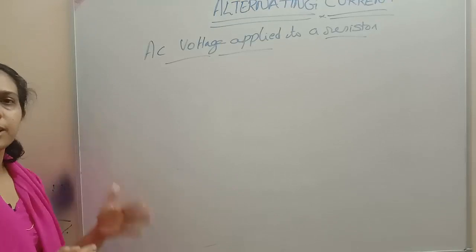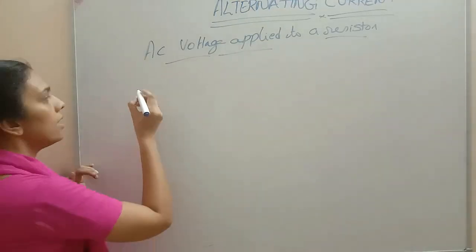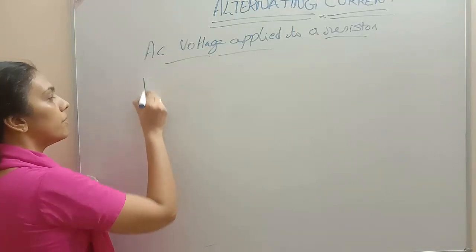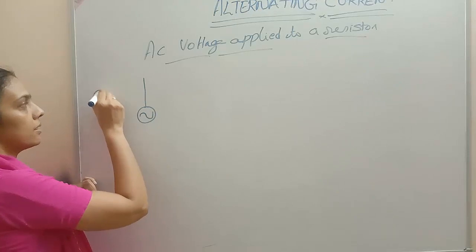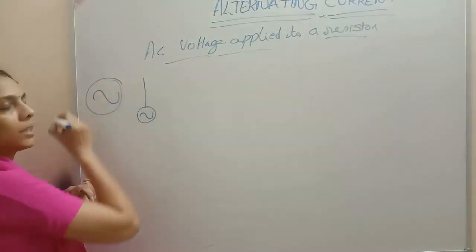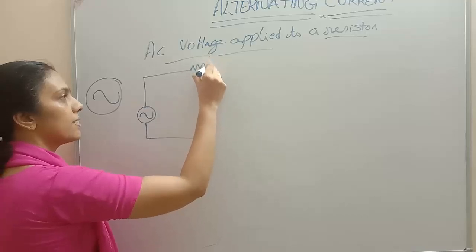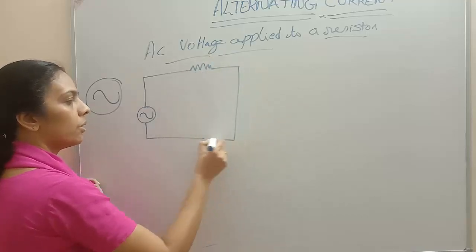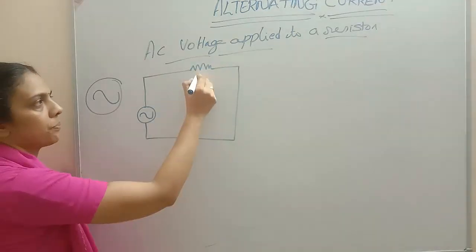And here in your textbook it is given like a sine function, so I am also taking it in that manner only. Here this is the circuit. Alternating current, like this we will represent. This is how we will be representing the alternating current. In this alternating current, a resistor is connected. So, AC voltage applied to a resistor.